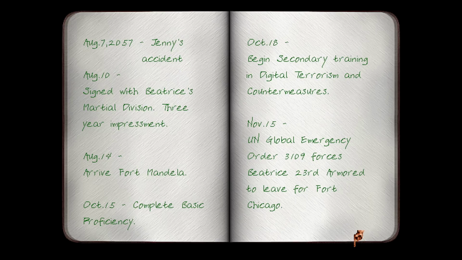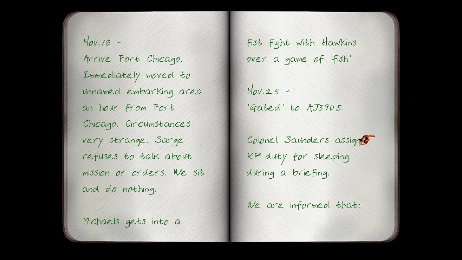November 15th, UN Global Emergency Order 3109 forces Beatrice 23rd Armored to leave for Fort Chicago. Okay, so this is something we didn't get in the first game about. We're getting a little bit more information about old Drew.